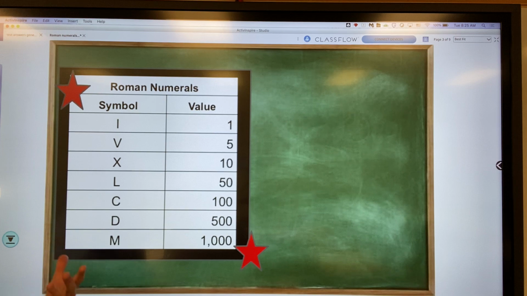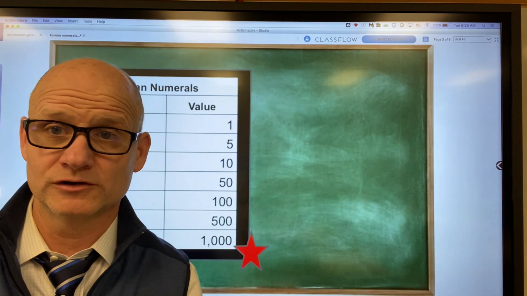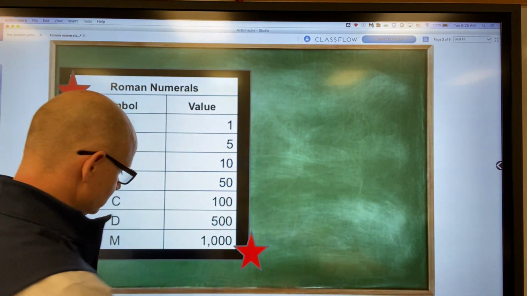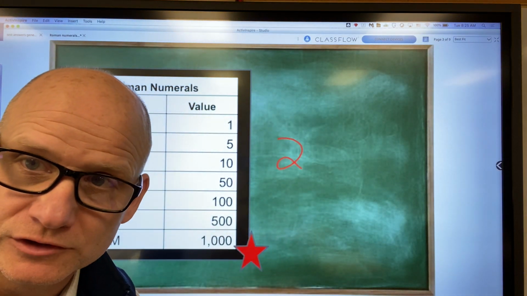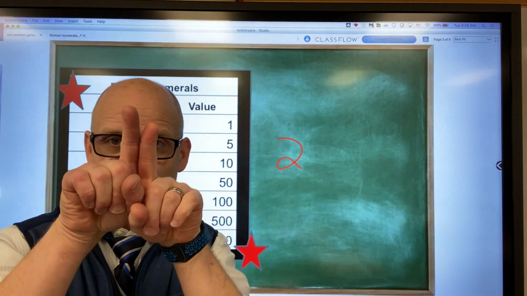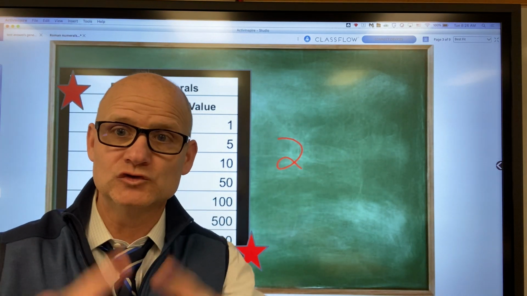Okay. Notice Romans did not have a symbol for 2. Our symbol for 2 looks like that. Romans, they didn't have a symbol for 2. So what did they do? They put two 1s, or two I's, together to make up 2.